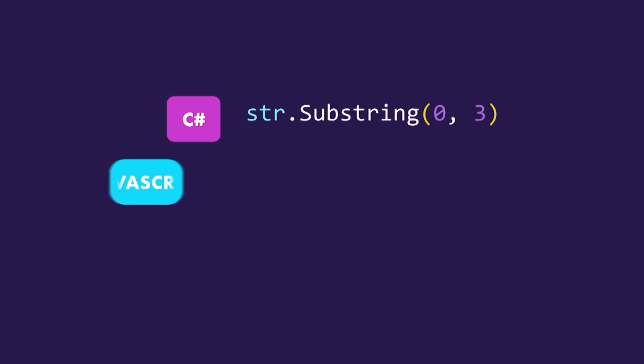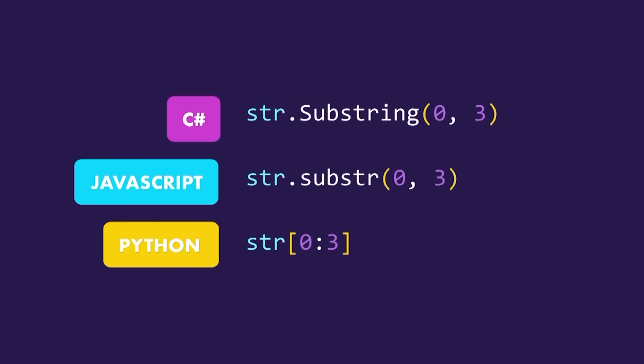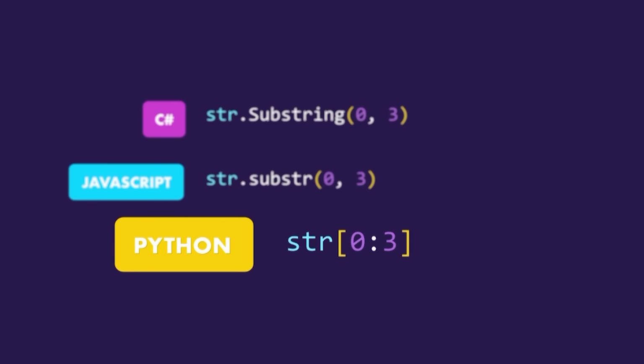Here's an example. Let's say we want to extract the first 3 characters of the text hello world. This is the code we would have to write in C#. This is how we would do this in JavaScript. And here's how we would do it in Python. See how clean and simple the language is? And that's just the beginning.